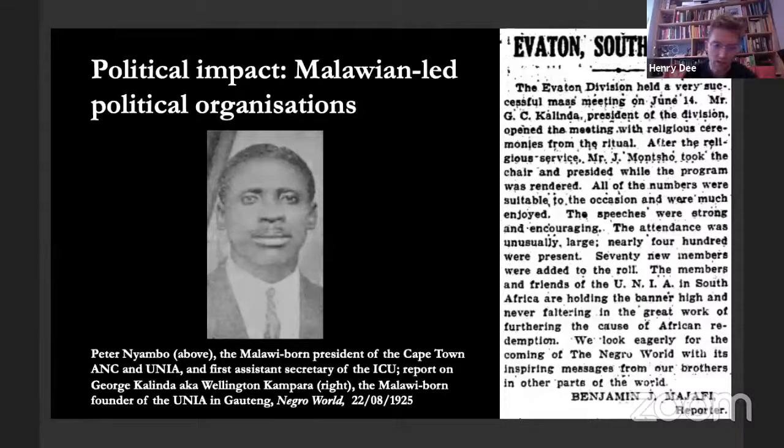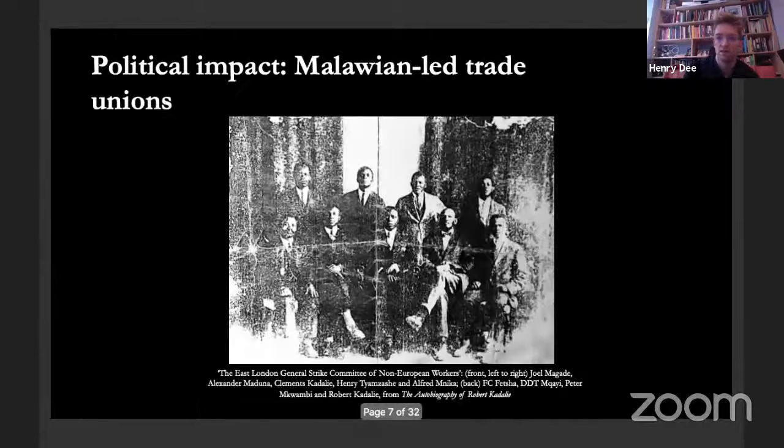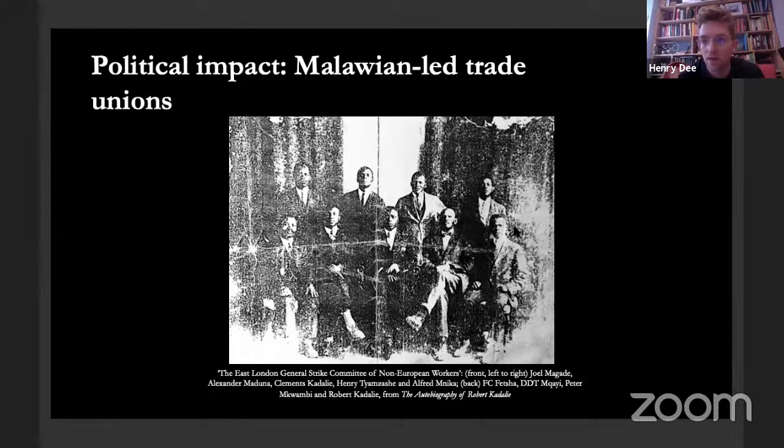And then George Kalinda, who the article on the right here talks about, introduces the first branch of Marcus Garvey's Universal Negro Improvement Association to Johannesburg in 1925. At the same time, you've got Malawians at the forefront of the trade unions in South Africa. So Clements Kadali, pictured in the middle here, is the main leader of the ICU in the 1920s, but also his brother, Robert Kadali, pictured at the back there, is the secretary of the Port Elizabeth ICU. So you've got a number of Malawians who are very prominent and at the forefront of the ICU.